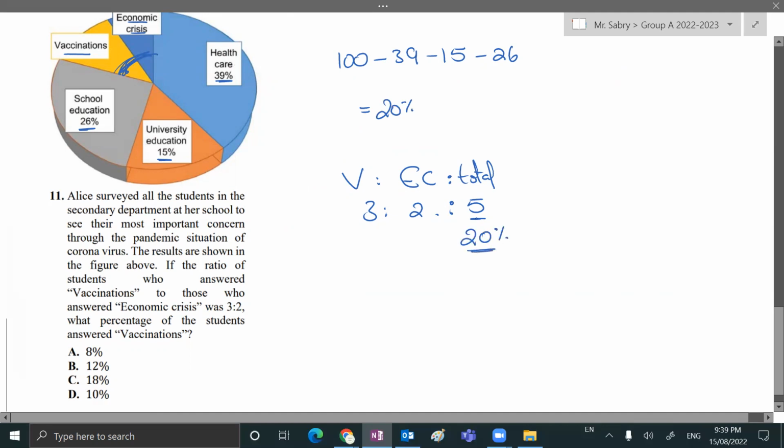I should put the 20% under the total. Now what does he want? He wants the vaccination, how much were those 3 parts? So I'll cross multiply this way. I'll do 3 multiplied by 20, and whatever comes out divided by 5. The answer will become 12. So 12% is the answer. Does this make sense?